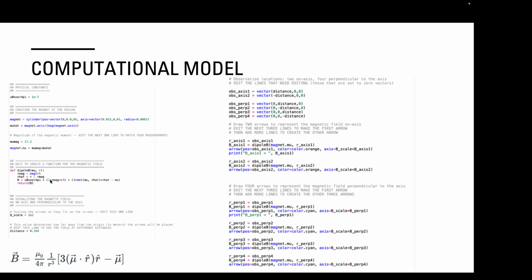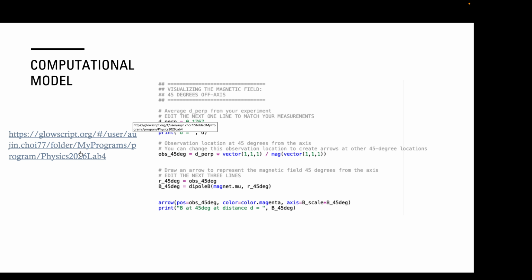Here for the computational model, we are using this formula to find the dipole B field, and this is the coded version. This is our magnetic dipole moment, 17.2, that we plug in. All of these are to represent the on and off axis, the perpendicular, and the on axis arrows. This is just to draw them. Here is the link to the coding, and here is the representation of the 45-degree off axis version, which we will be comparing to our measured values.